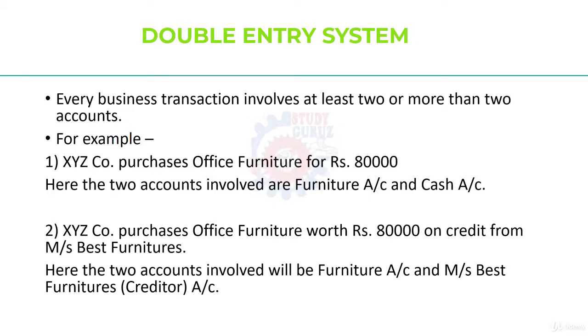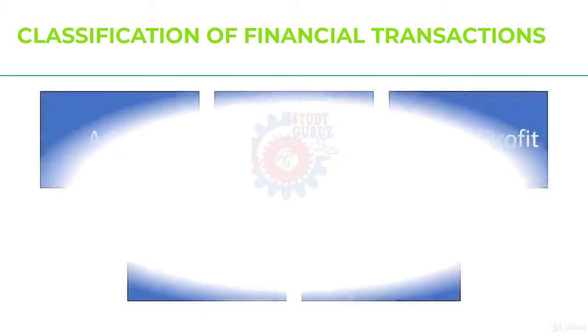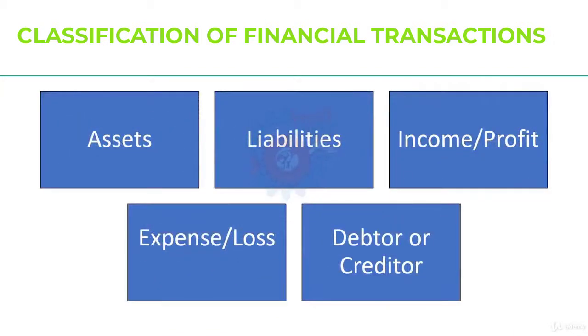We will learn about which account to debit and which account to credit in the coming slides. Now, every financial transaction can be classified under 5 major types of accounts. These are assets, liabilities, expenses or loss, income or gain, and debtors or creditors. Can you think of any other category? No, right. So, every financial transaction would either impact an asset account, or a liability account, or an expense account, or an income account, or debtors or creditors account.